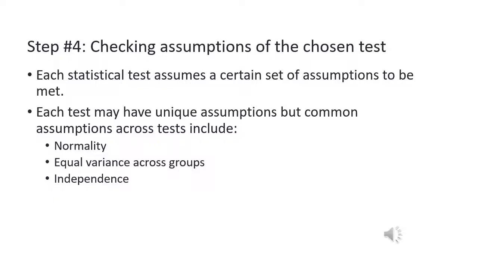So for each statistical test that we are discussing, we will include a discussion on assumptions. This is very important to be aware of when you're selecting the statistical test for your particular research project. Each test is going to have unique assumptions, but the common assumptions across tests include normality, equal variance across groups, and independence. But be sure to check those assumptions for each specific test. And as I mentioned, we will be discussing that as we go through the different tests as we move forward in the class.